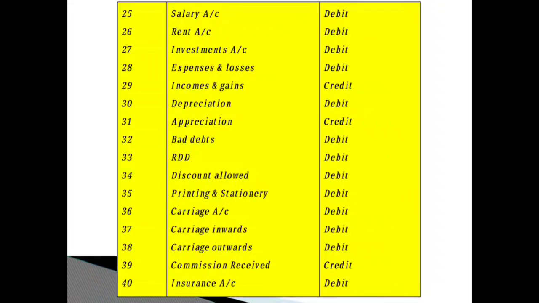Then printing and stationery expenses, so debit balance. Carriages account, it is also traveling charges paid on purchase of an asset, delivery charges that we call carriages, that it is debit balance, okay, because expense. Then carriage inwards and carriage outwards, both it is expense only, so both show debit balance.